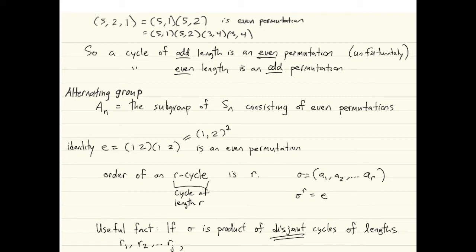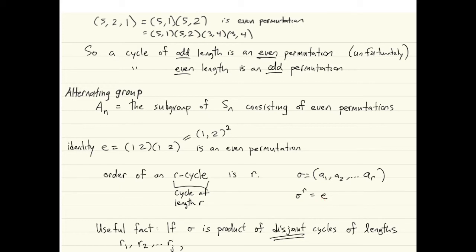Okay, now another completely different fact is that the order of an r-cycle is r. Remember, the order means the smallest power you have to raise the element to get the identity. And so if the permutation sigma is (a1 a2 ... ar), then if you raise sigma to the rth power, you'll get the identity element.